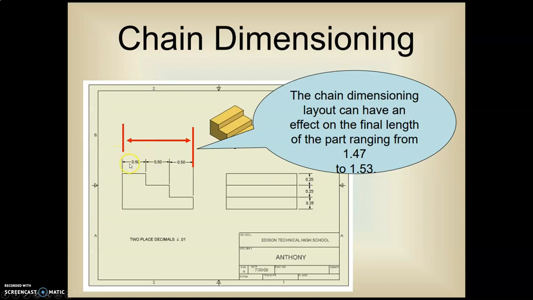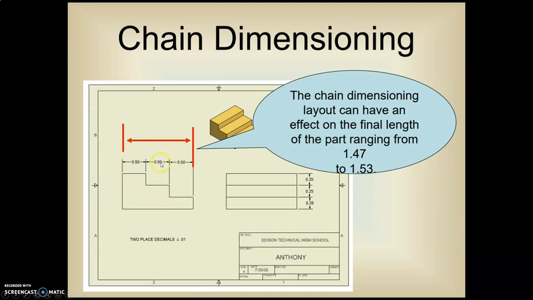Here's an example of a chain dimension. Now the problem is we have 3 dimensions here, and it's 1/2 inch from here to here, 1/2 inch from here to here, 1/2 inch from here to here. Well, each one of those has a tolerance on them. So if we just dimension these 3 parts, and they're plus or minus 10 thousandths, so this could be 60, 60, 60. That may be larger than we wanted on the overall.